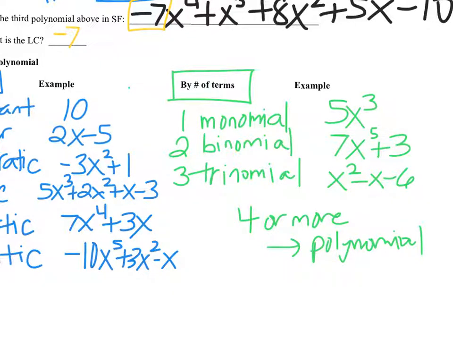Okay? So if it has 4 or more, these are all polynomials, by the way. It's just they have specific names. 1 term is monomial, 2 is binomial, 3 is trinomial. 4 or more is a polynomial.